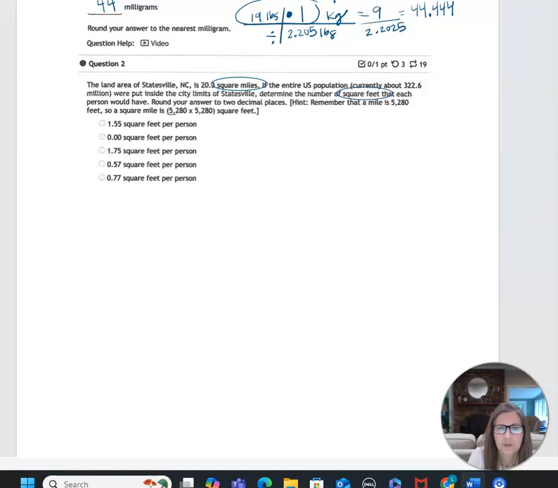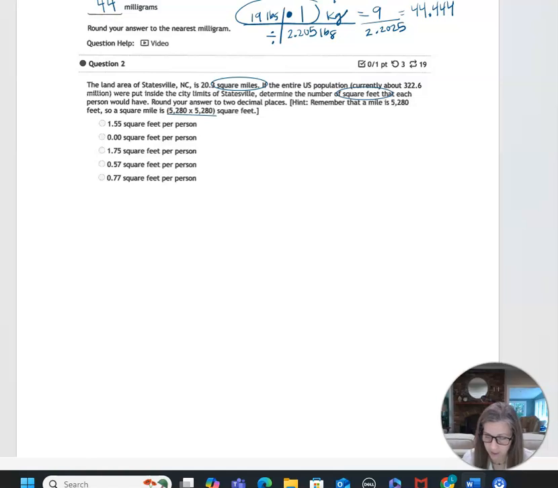Now right here, they give you the information that you need. Remember that a mile is 5,280 feet. I don't see that on this chart, but honestly, I'm not taking that much time to look. Okay, they give you that in the problem, so you don't need a conversion chart because they told you that. So if a square mile would be 5,280 times 5,280 square feet.